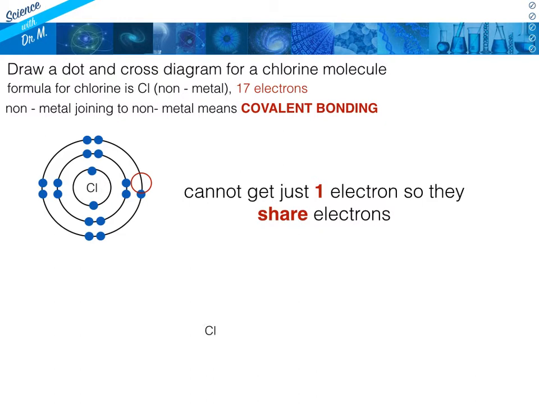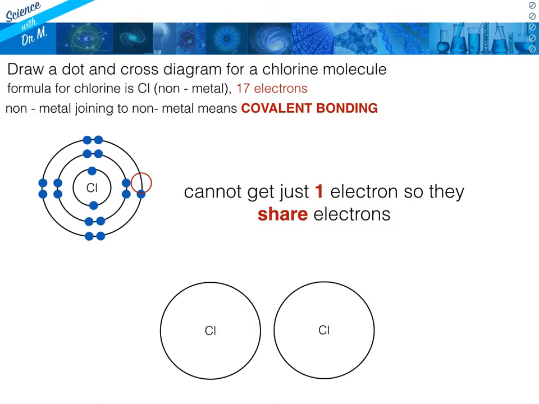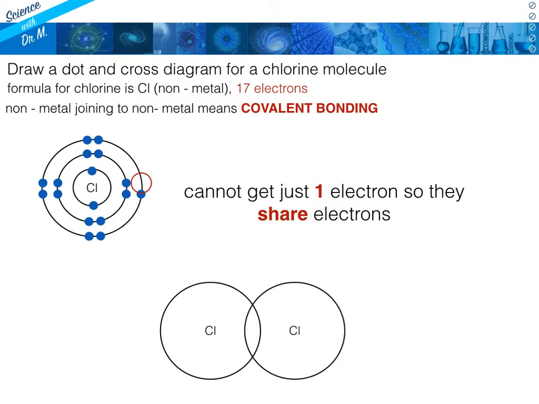Now let's see how we draw this. First of all, we've got our chlorine nucleus, and what I'm going to do is I'm only going to draw the outer shell. Okay, so there's our outer shell. There's our second chlorine nucleus with its outer shell, and these shells overlap so that they've got a shared area in the middle. It looks a bit like a Venn diagram. They've got a shared area in the middle.